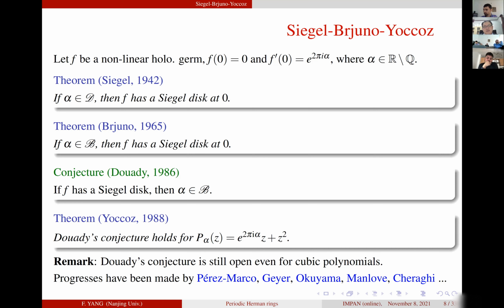Of course, it is open for higher degree polynomials, higher degree rational maps, and other functions, such as meromorphic functions. But some progress has been made by Pérez-Marco, Geyer, Okuyama, and Mitra and Shishikura. As far as I know, all the proofs depend on Yoccoz's result, and they have some restrictions on the forward orbit of critical points.